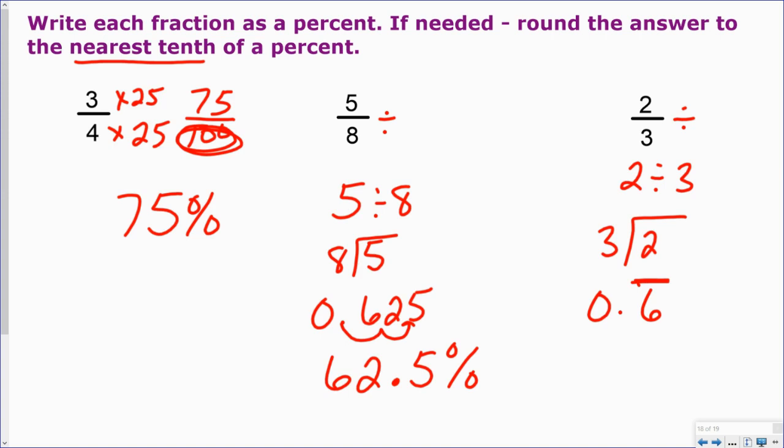So again, to change a decimal to a percent, I'm going to move this once, twice. Well, since my 6 repeats, that means there's actually another 6 here. And so I would have 66 decimal. And again, since the sixes are repeating, that gives me another 6 here. And then I would put my line over it to show that it is continually repeating. And then I have percent. So it would be 66.6 repeating percent.